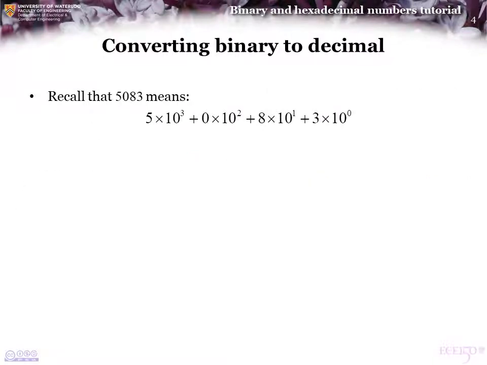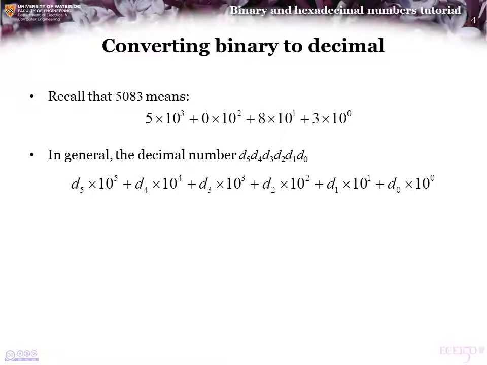Now, recall from secondary school that 5083 means 5 times 10 to the 3, or 5,000, plus 0 times 10 to the 2, or 0 hundreds, plus 8 times 10 to the 1, or 80, plus 3 times 10 to the 0, or 3. In general, if I have a 6-digit decimal number, then this just represents the sum of the digits times 10 to the appropriate power. In this case, D5 times 10 to the 5 plus so on and so forth until the least significant digit is multiplied by 10 to the 0, or 1.